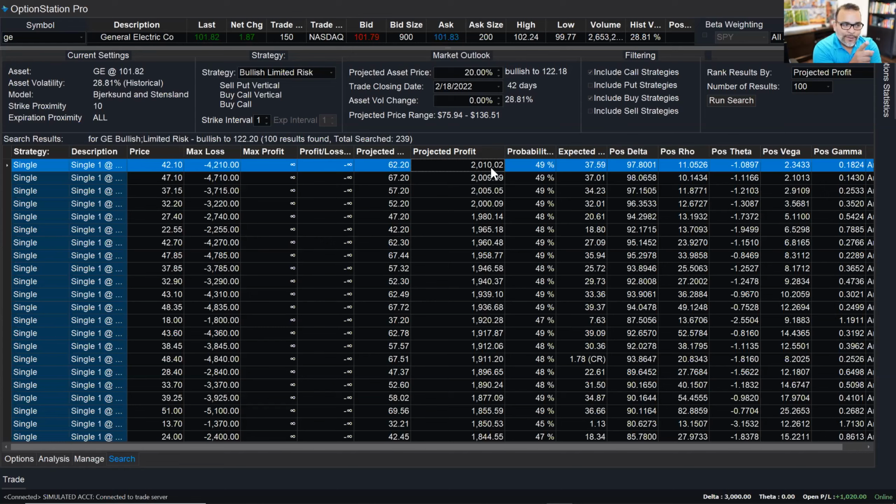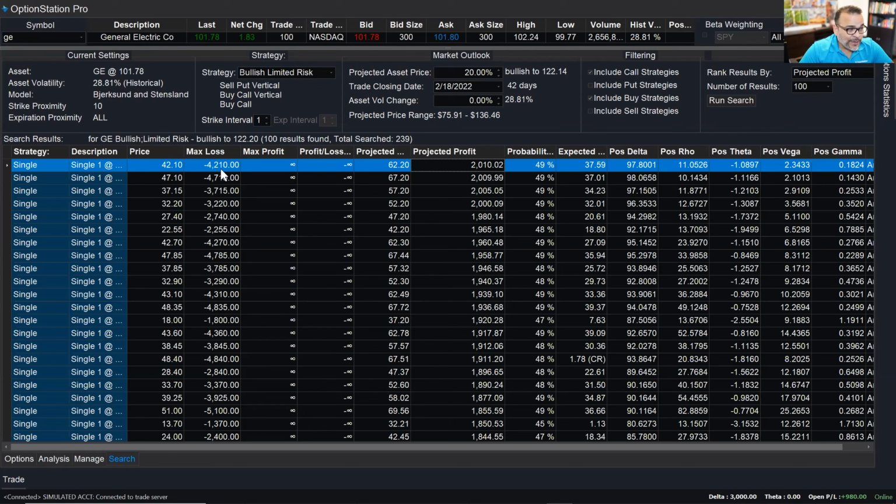But the problem with the very top one, and this is something that I realized when I just opened this up, yes, it provides you the most projected profit, but at what cost? Because it's important that when we trade options, we're also considering how much it is going to cost us to trade what this is suggesting. Take a look at the maximum loss here, 4,210. That's massive. That's a massive loss.